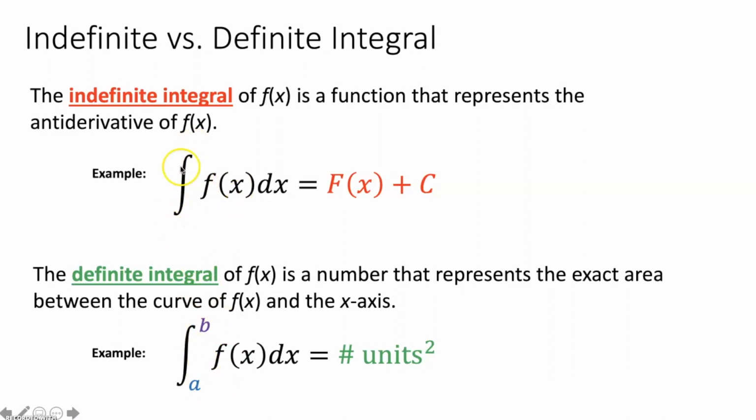Your indefinite integral does not have a lower or an upper limit of integration, meaning that this given integral right here is just going to be equal to the antiderivative of your function plus c. Whereas in a definite integral, you are given a lower and an upper limit of integration, meaning that if you were to evaluate this given integral, you should end up with a number because you are calculating the exact area under the curve of your given function on the interval from a to b. Now, we will learn how to do this in the next few lessons.